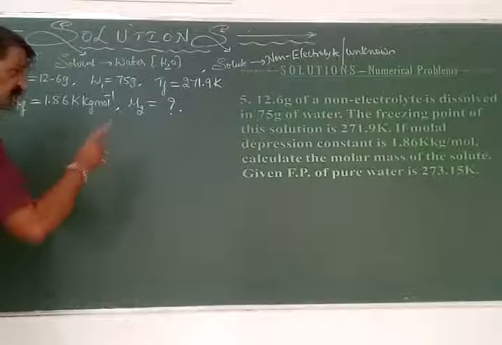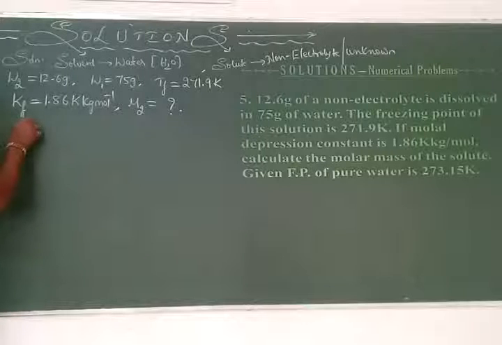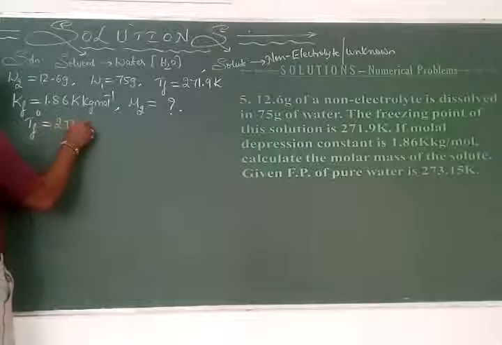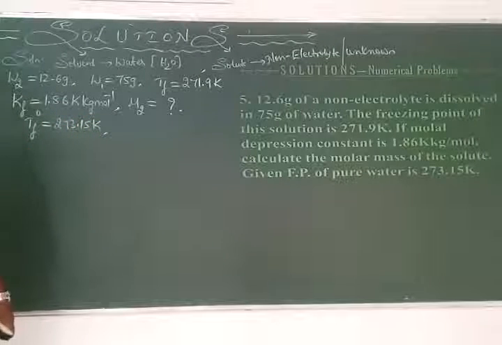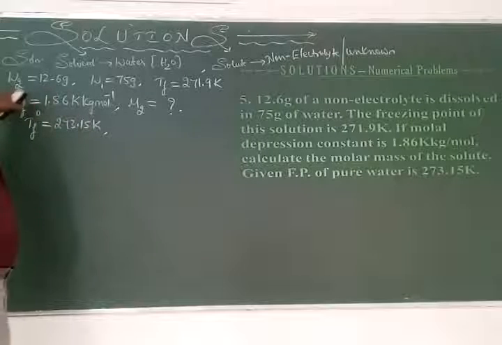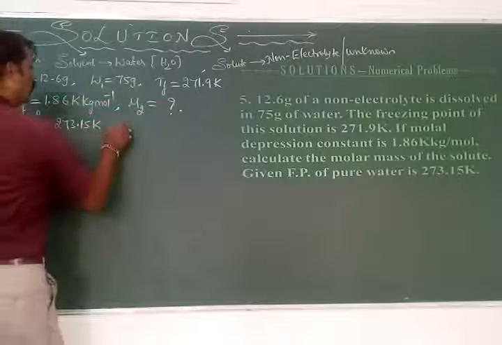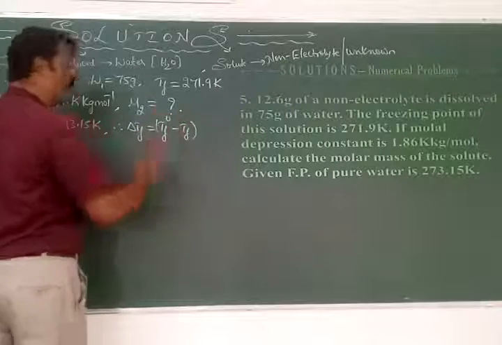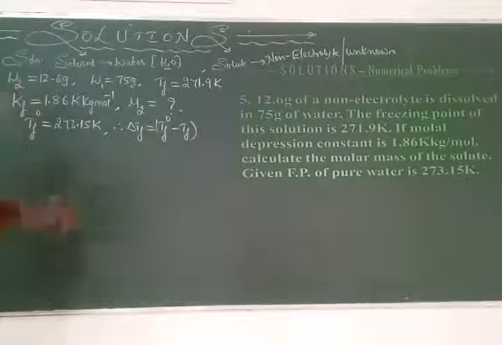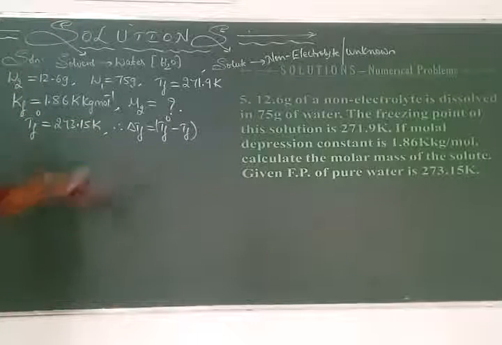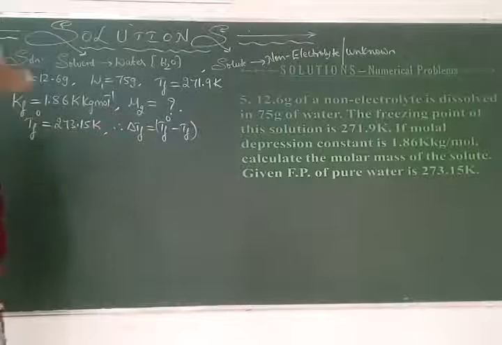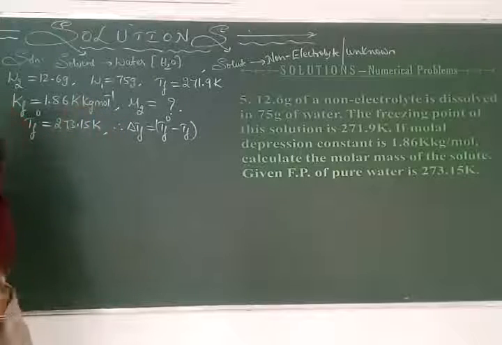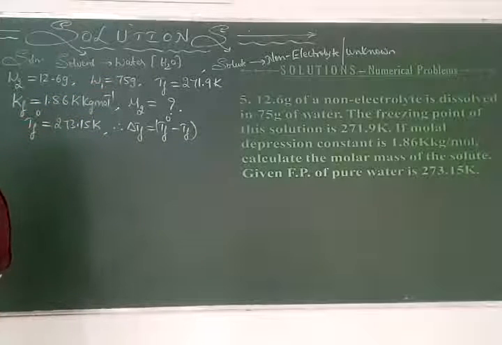Given the freezing point of pure water, what is the symbol for pure water, the solvent? Tf naught is given. What is that? 273.15 Kelvin. The freezing point of the pure water is given, and the freezing point of the solution is already given. Then what is delta Tf here? It is Tf naught minus Tf. In the previous one, delta Tb was Tb minus Tb naught, solution minus solvent. But as it is a depression, it is solvent minus solution. The difference of those two is Tf naught minus Tf.